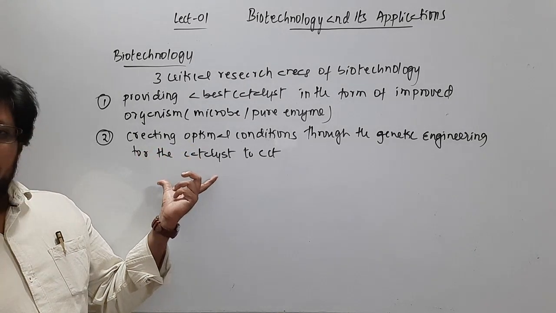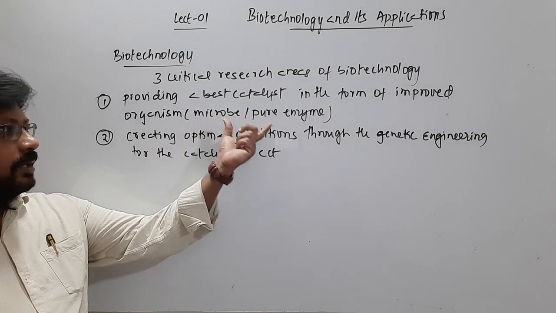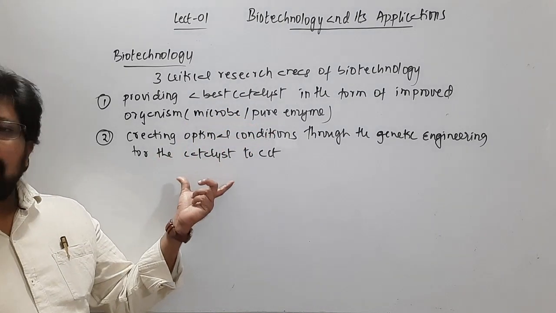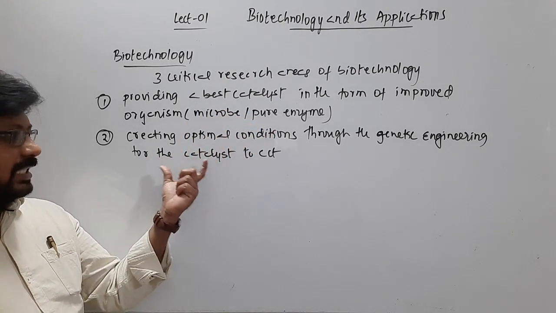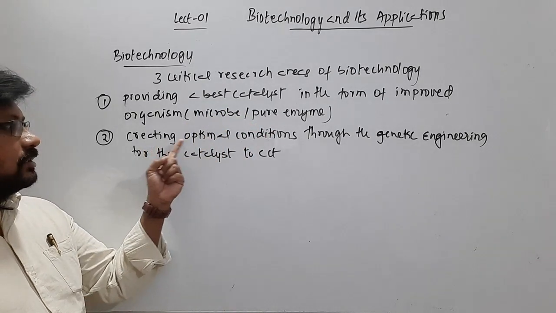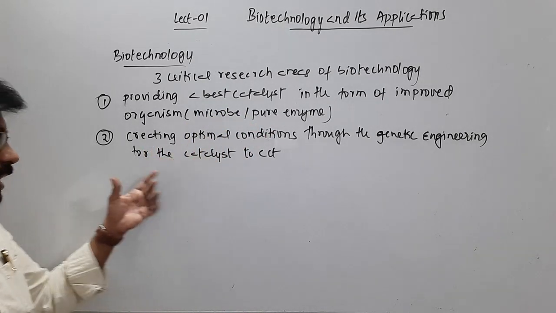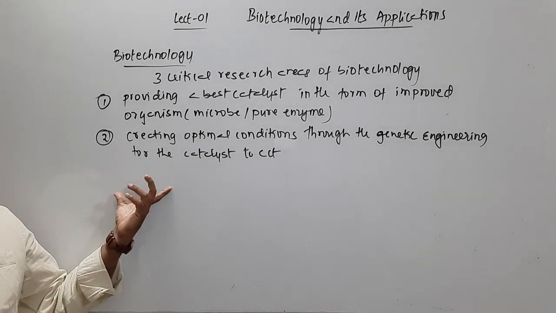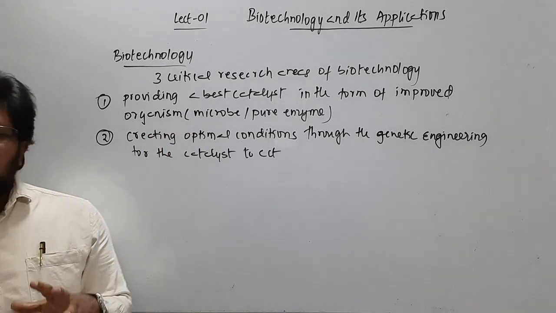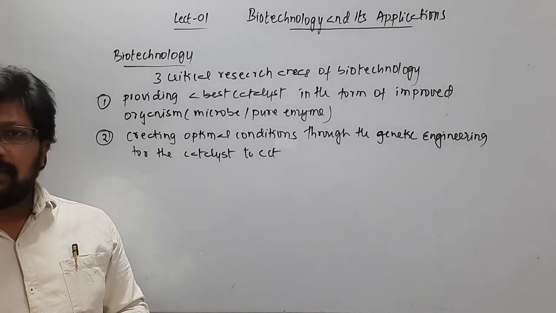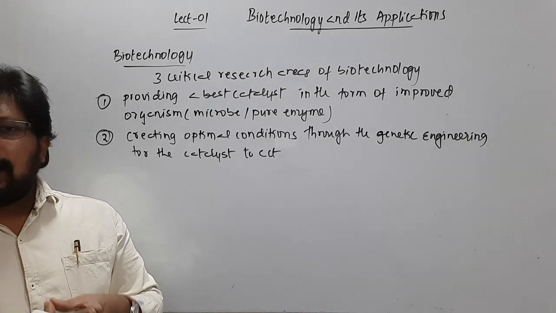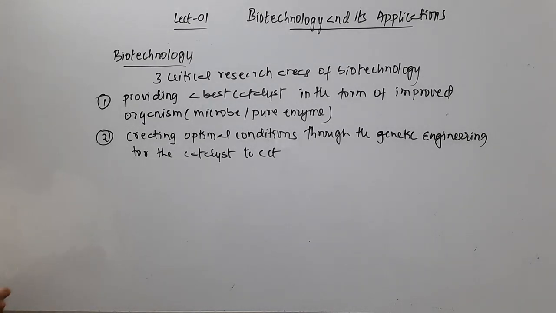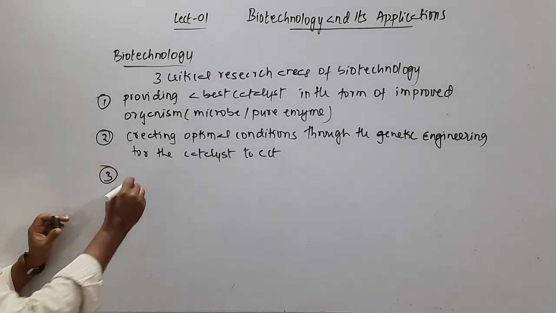Now, to find out at what temperatures a microbe or a pure enzyme works, through genetic engineering we can come to know. So creating the optimal conditions through genetic engineering for the catalyst to work is another research area where scientists are trying to find out all these requirements for that microbe, so at what conditions it can be grown very well, so that we can get the maximum product from it.